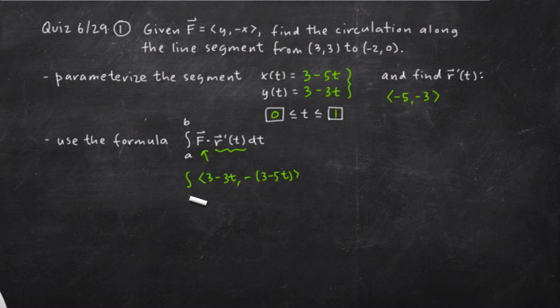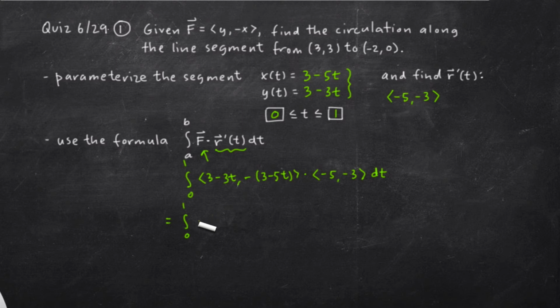We're going to integrate from 0 to 1. Those are our time values, and then we're going to dot this force vector, this vector field vector, with our velocity of negative 5, negative 3. So we just have to evaluate this dot product first and then calculate the integral.